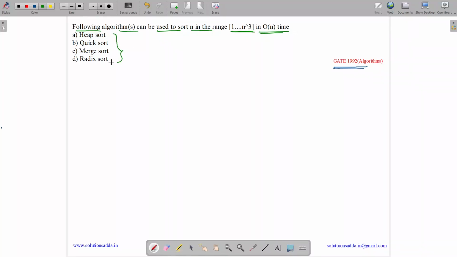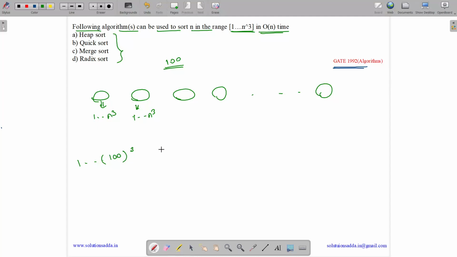Heap sort, quick sort, merge sort, and radix sort. So what the question is saying is that we have n numbers such that each number can be in the range of 1 to n cube. Suppose we have 100 numbers, then each number can be in the range of 1 to 100 cube, or we can say 1 to 10 to the power 6.